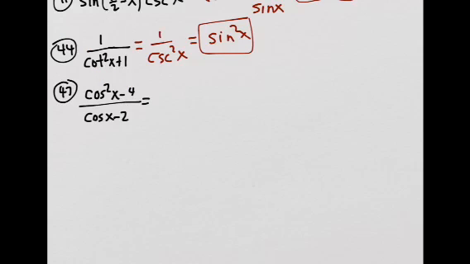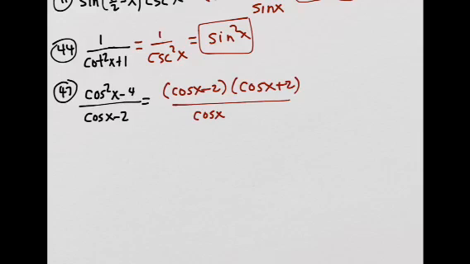Alright, so the numerator is a difference of squares, so I'm going to go ahead and factor that. So that's cosine x minus 2 and cosine x plus 2, over cosine x minus 2. Okay, so this factor is common in the numerator and denominator, so that cancels to 1. So you're left with cosine x plus 2.